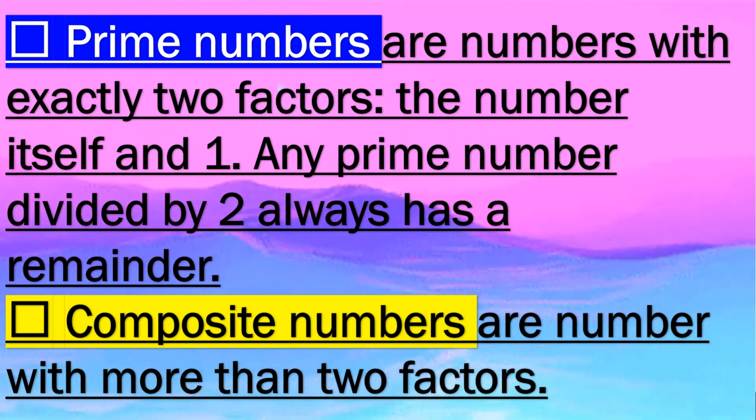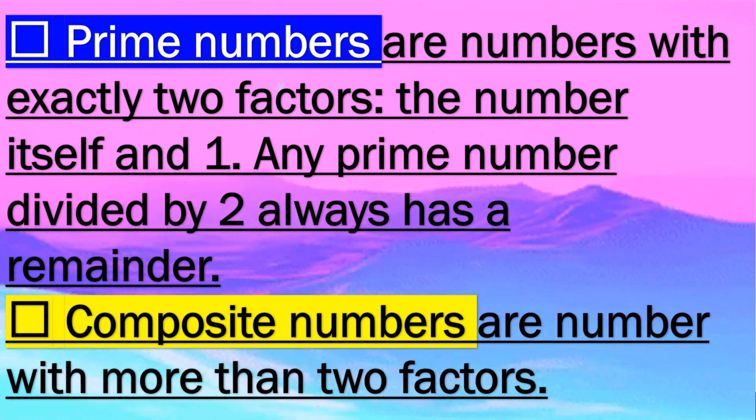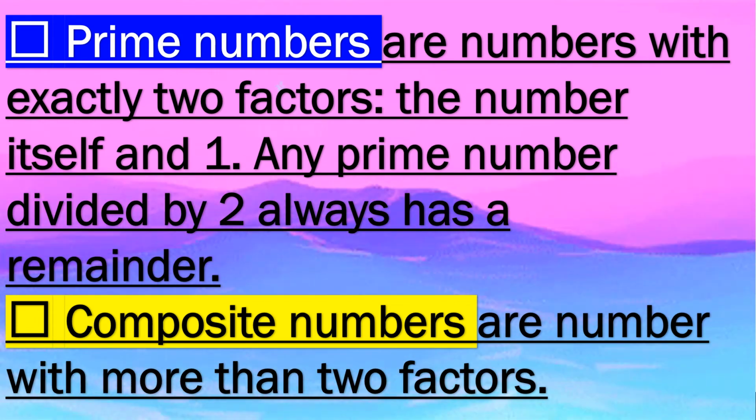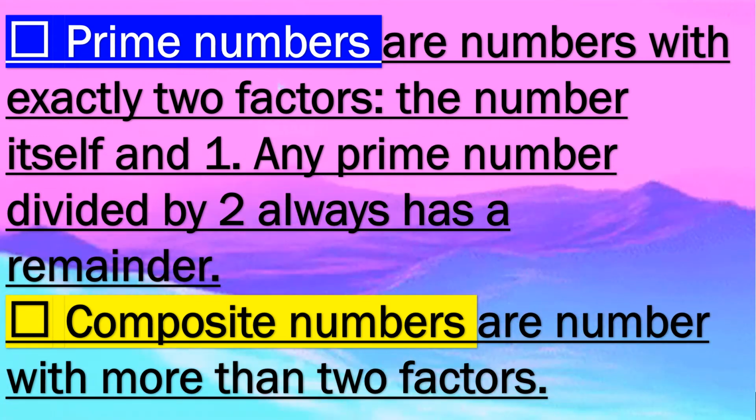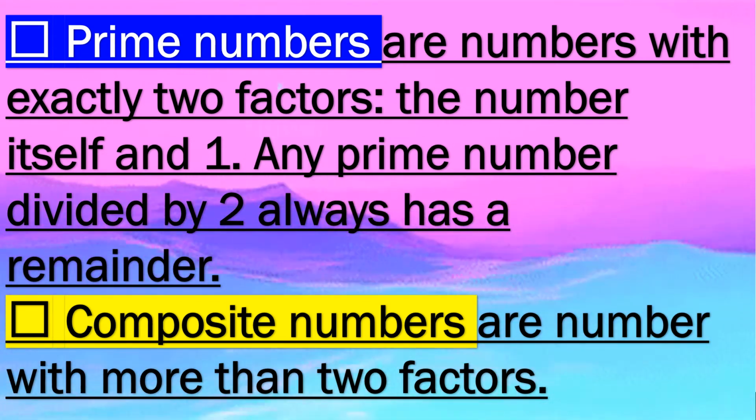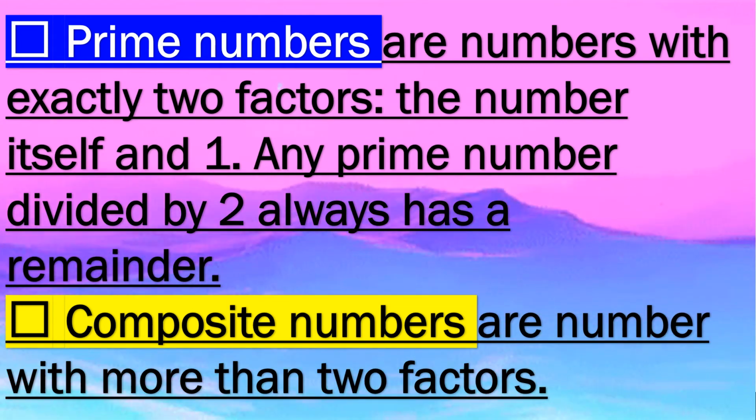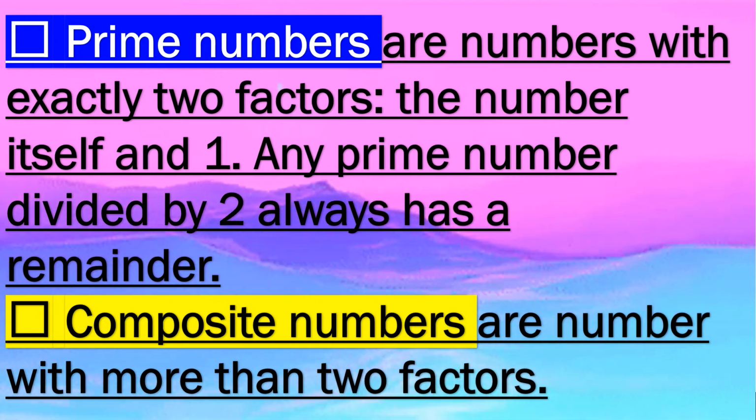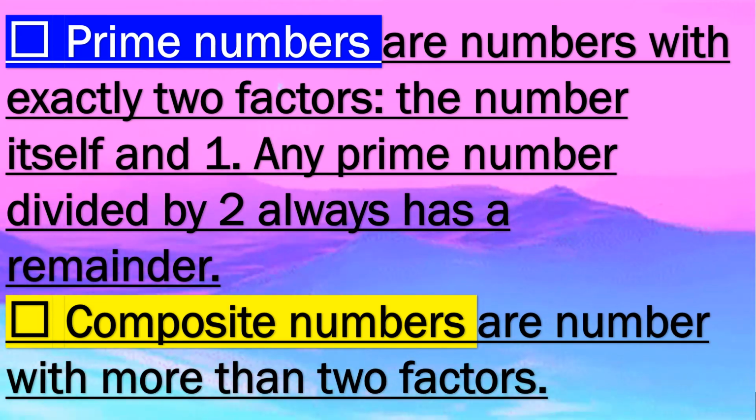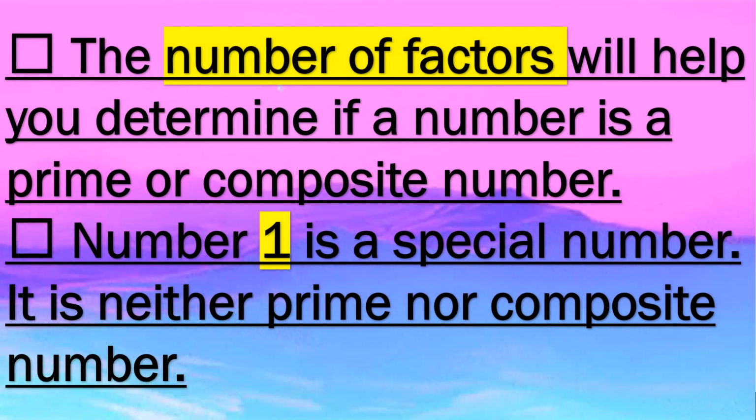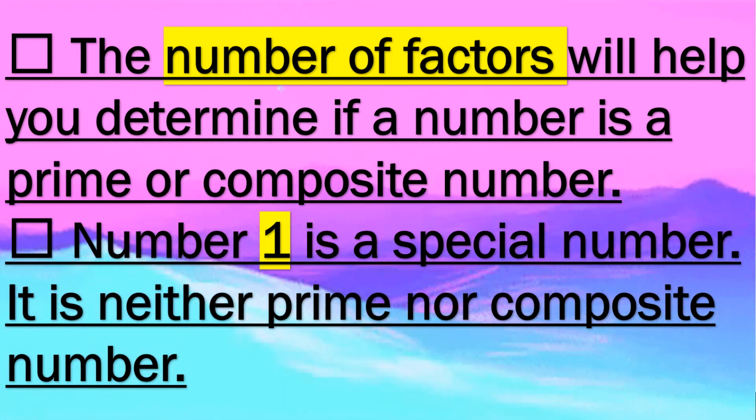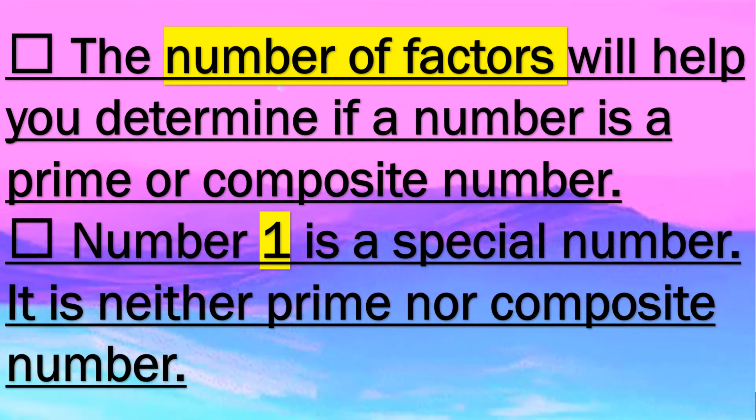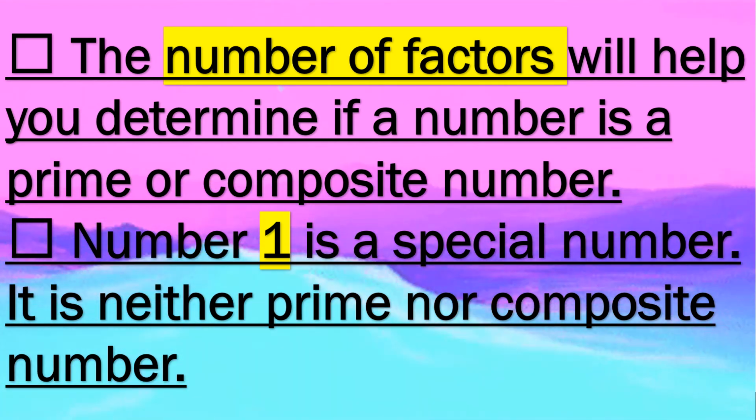So class, remember that prime numbers are numbers with exactly 2 factors: the number itself and number 1. A prime number divided by 2 always has a remainder. Okay, that's it for prime numbers. So how about composite numbers? Composite numbers are numbers with more than 2 factors. And the number of factors will help you to determine if the number is prime or composite. The number 1 is a special number. It is neither prime nor composite.